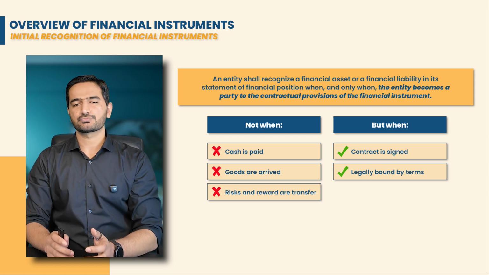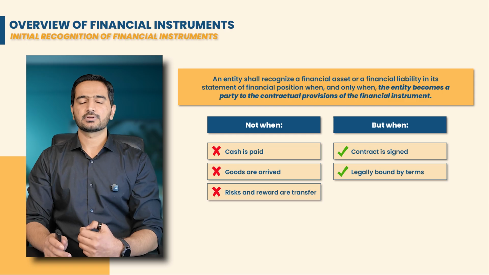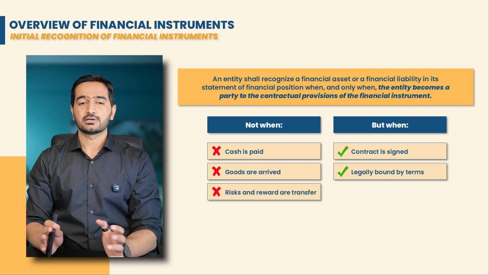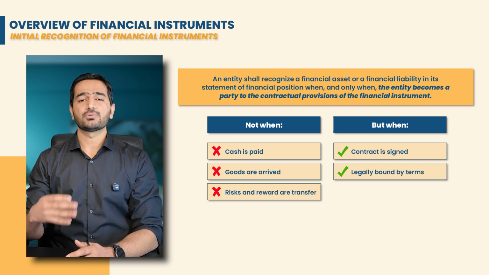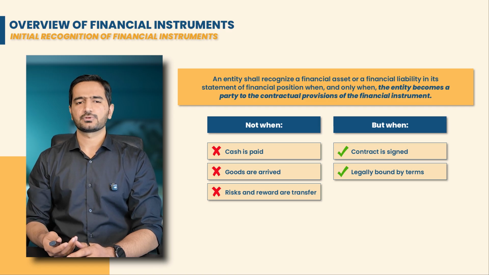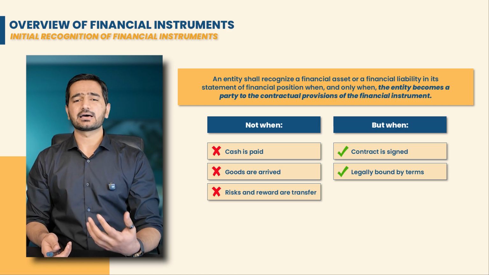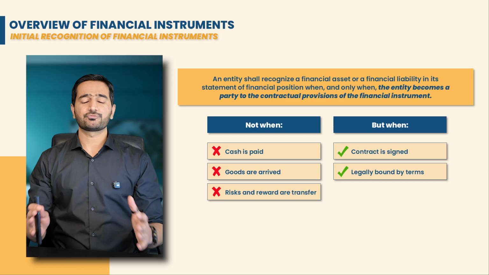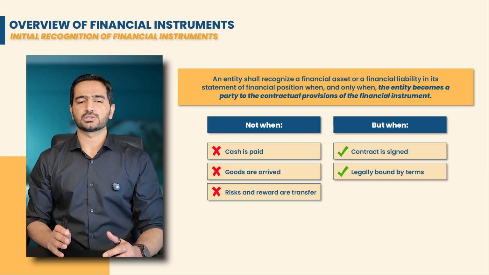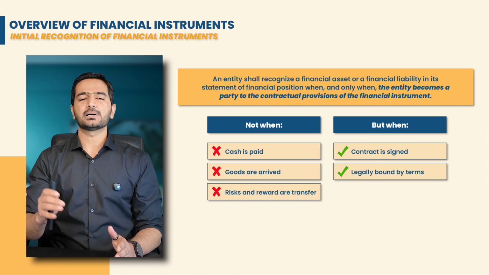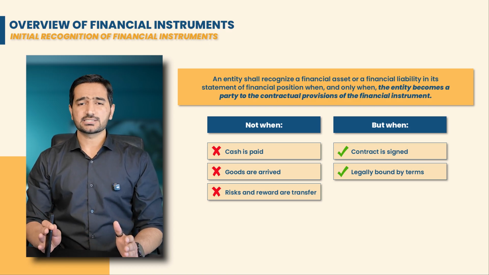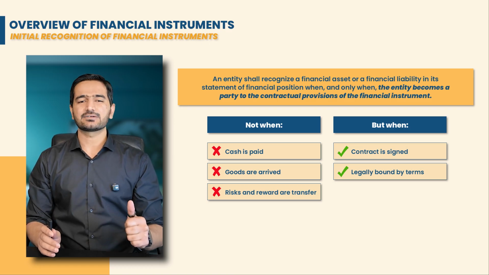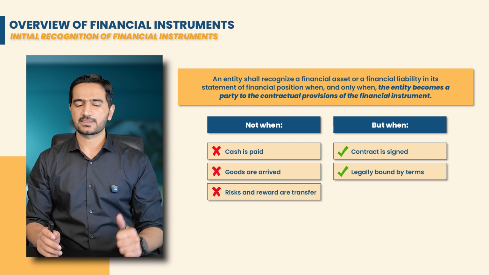Not when you pay the cash, not when the goods arrive, but when you sign the contract and legally become bound by its terms. My friends, this is different from how we think about physical asset transactions, where we typically recognize when risk and reward transfers or when we gain control. For financial instruments, it is purely contractual. The date you become party to the contract. So the key message is, you recognize a financial instrument when you become party to the contract. That is the trigger. Are we clear on that? Perfect.